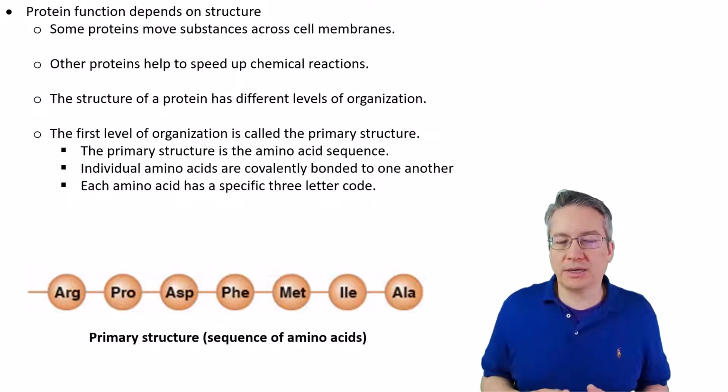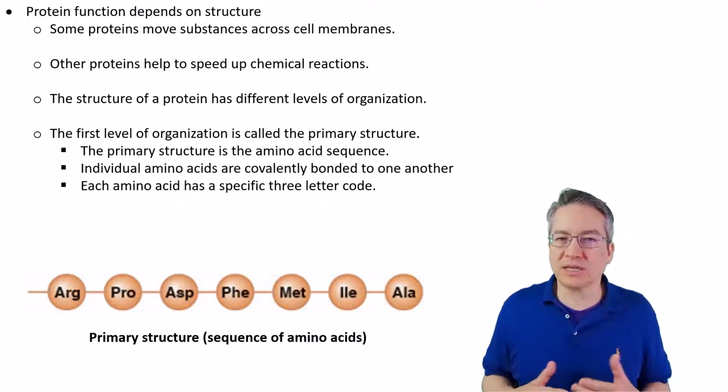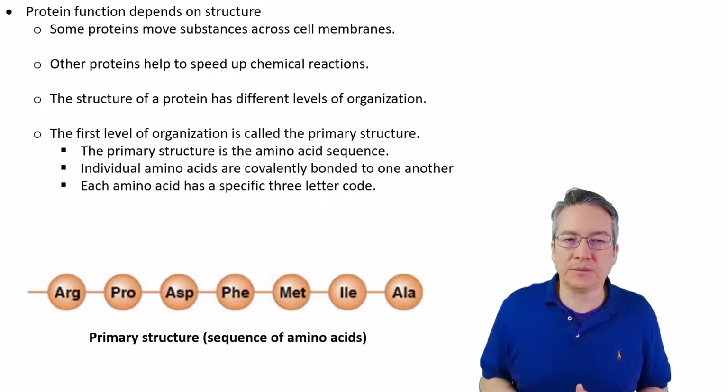Some proteins, as I mentioned previously in a video, are like little machines. So some proteins are going to move substances across cell membranes, and that's of course very important for your cells to function properly. Other proteins will speed up chemical reactions. They'll act as what's called a catalyst. These proteins are called enzymes, and we're going to go into that in further detail in another video.